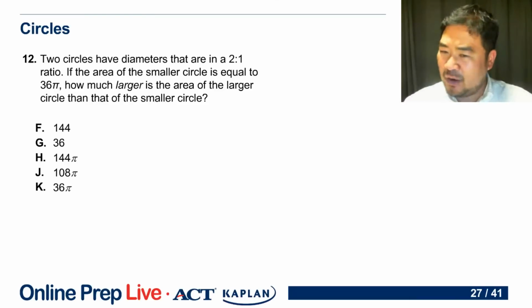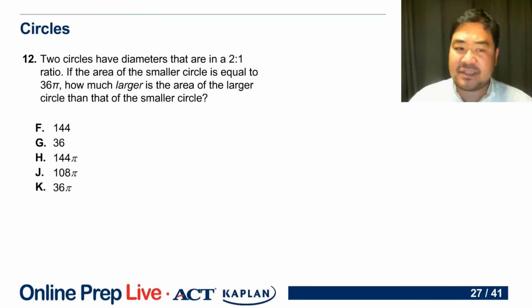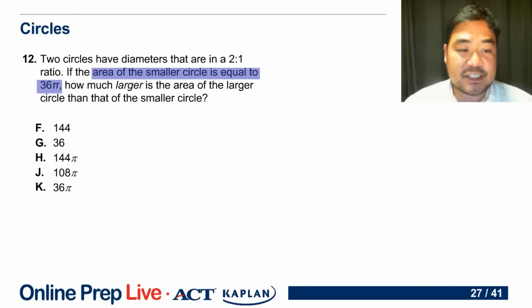So wait, whoa, that wording's a little bit weird here. So let's go through this step by step. First, there's one thing you can definitively figure out. The area of the smaller circle is equal to 36 pi.